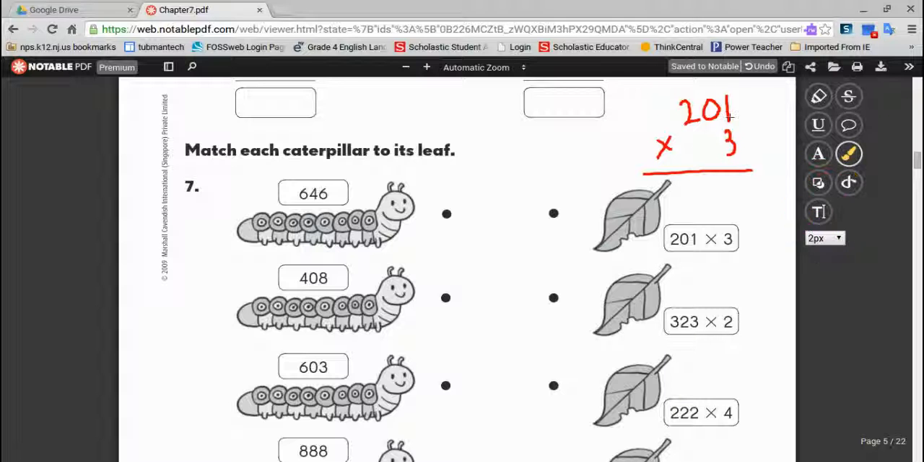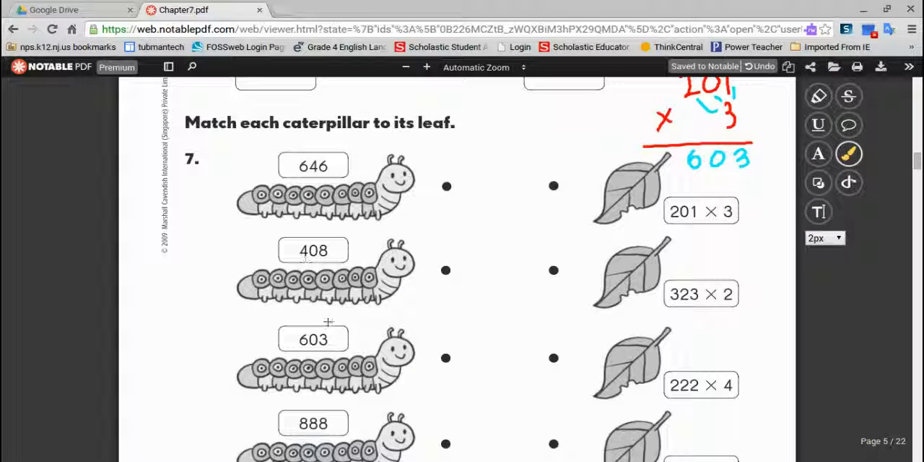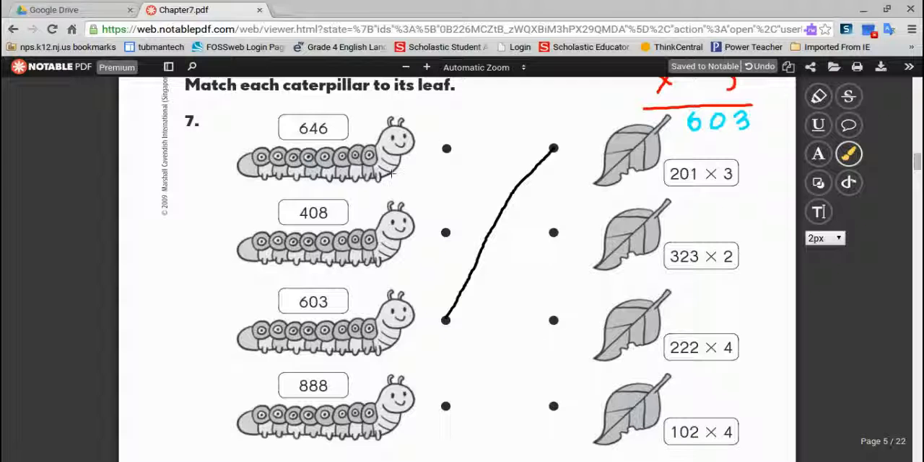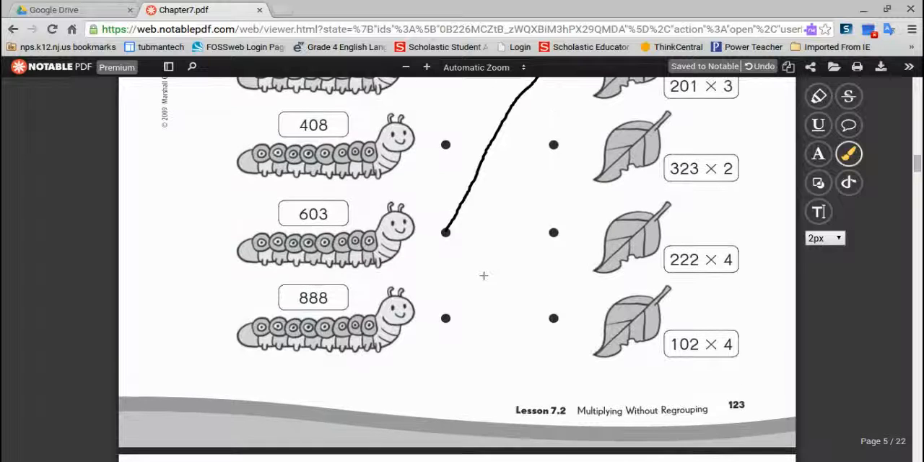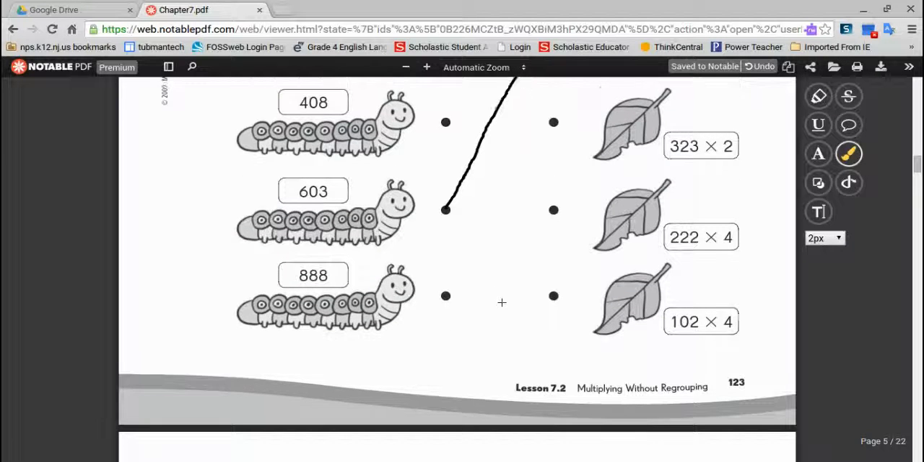Alright, and let's do that. Again, multiply my ones. 1 times 3 is 3. Then multiply my tens. 0 times 3, well, that's 0. And then multiply my hundreds. 2 times 3, 6. 600. And my final answer is 603. So if I find 603, that'll be right over here, and I have to match it to my leaf. Okay? And again, you guys can do the rest of these by yourself. Hit pause, do the rest of this page, and then when you come back, we'll do the next page.